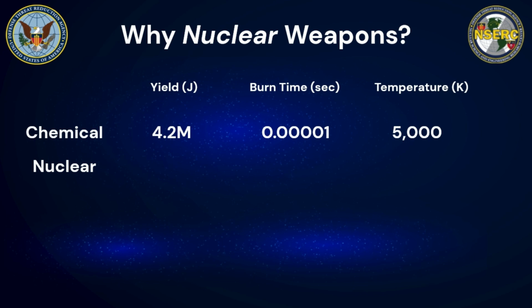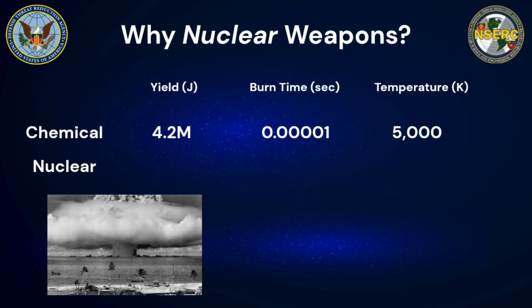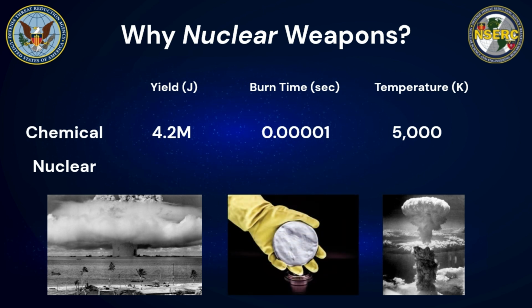Now, if we compare the values for chemical explosion yield, burn time, and temperature to the equivalent values for a nuclear explosion, we begin to understand some of the key differences. For this example, let's assume our fuel consists of only 1 kilogram of uranium-235, so the same total mass as the TNT we discussed earlier.